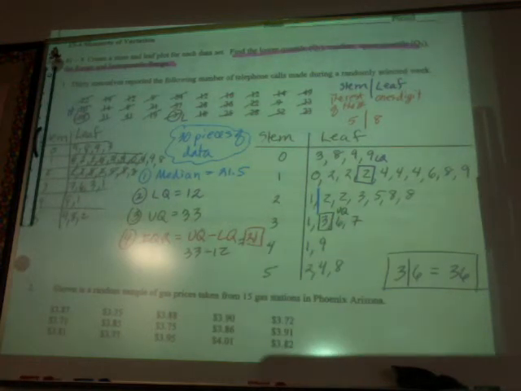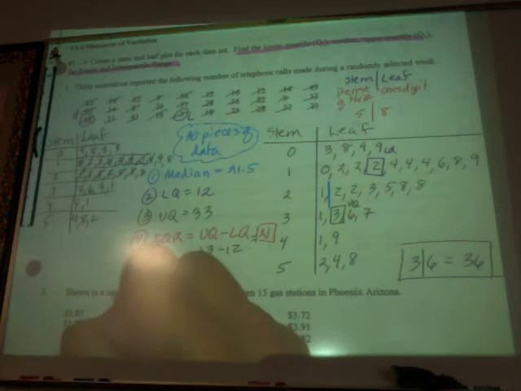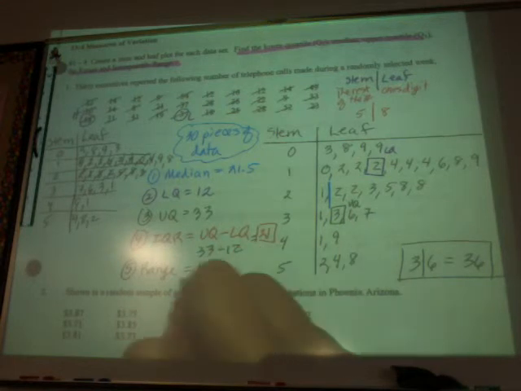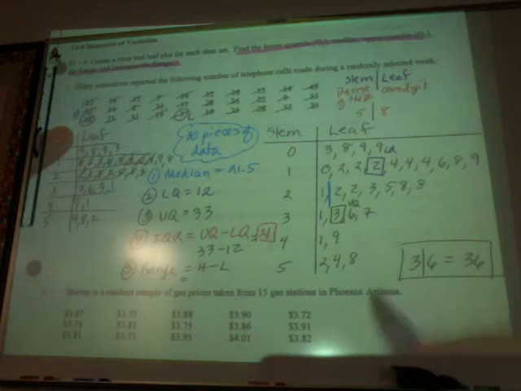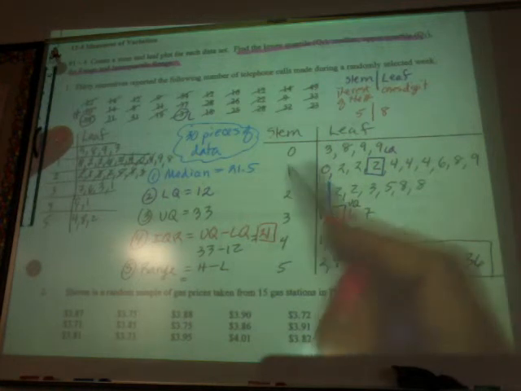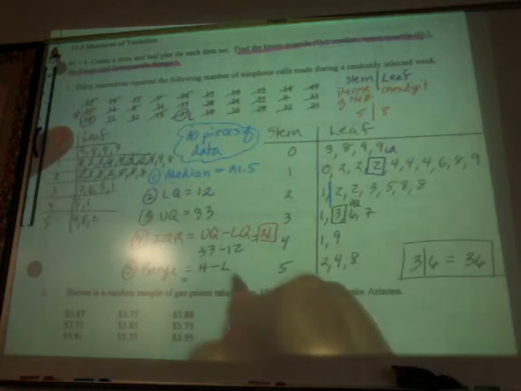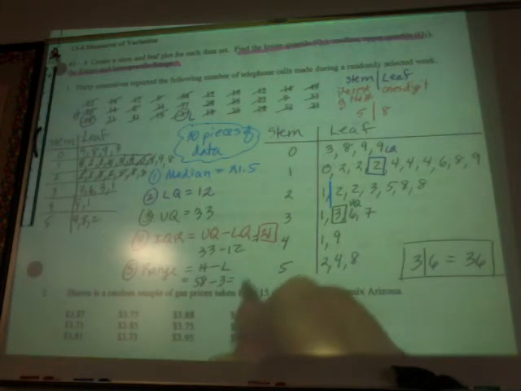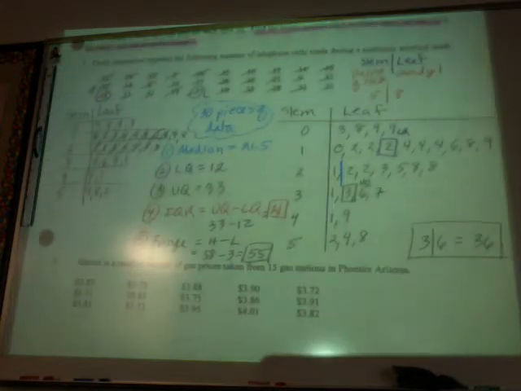And then last, our range. Your range, remember, is your high piece of data minus your low piece of data. So your high, we already said is 58. You can do the very outside one here with the very smaller one here. So 58 minus 3 is equal to what? 55.